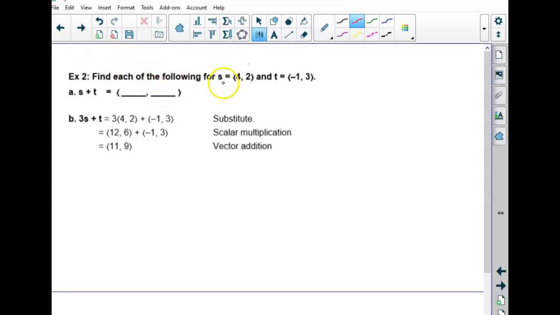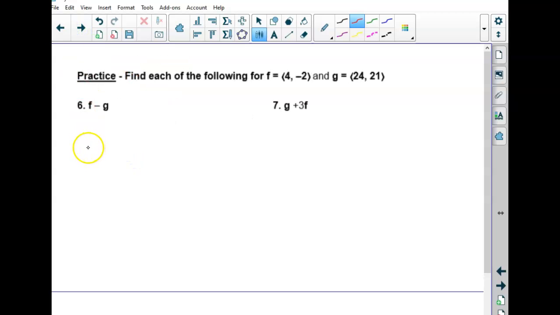So the first example just says add these. 4, 2 plus negative 1, 3, we would get what? 3, 5. There we go. Do we need to write down what we did? 4 plus negative 1 and 2 plus 3. Done. All right, there's an example here of 3s plus t. So you would just multiply the 4, 2 by 3, and they got 12, 6. They kept the t the same, and then they added them together. Seem easy? So let's try these.